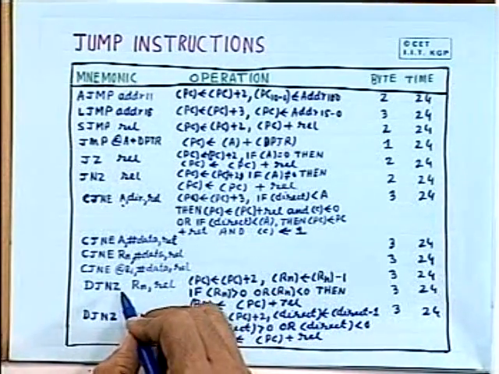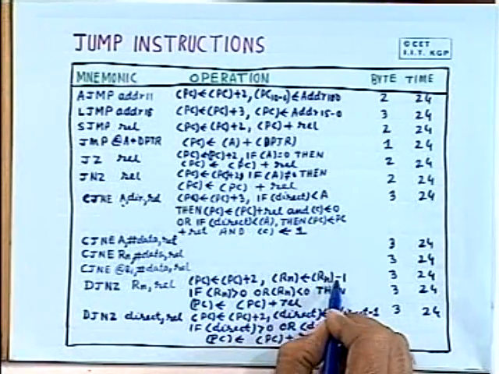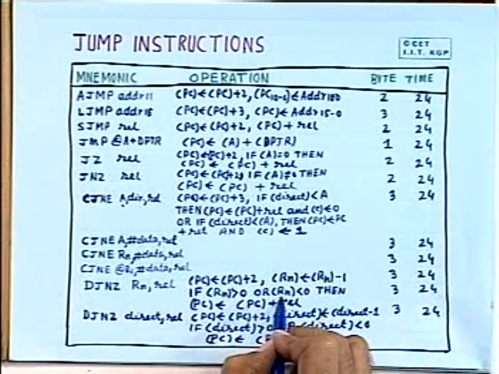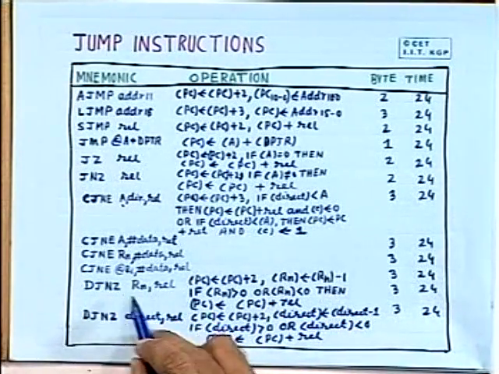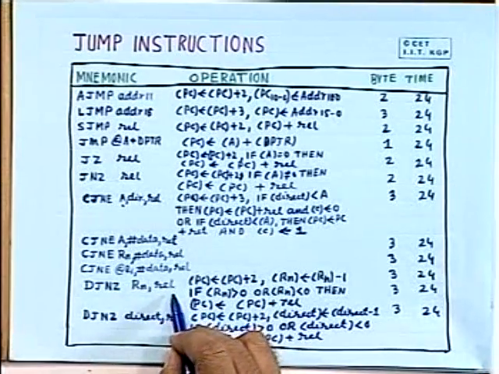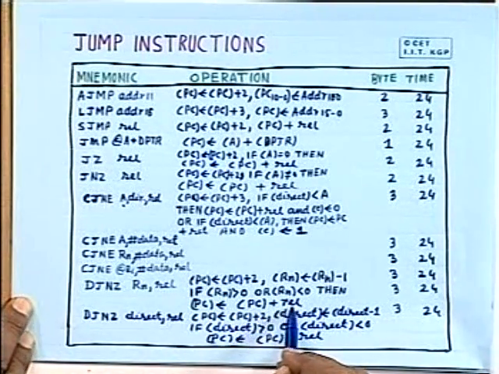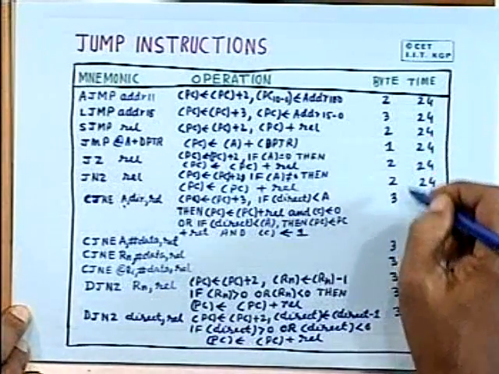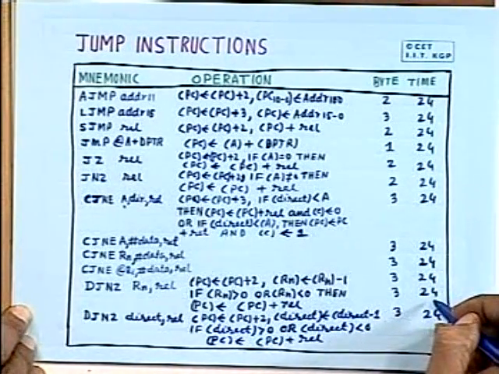Then you have the decrement and jump if not 0 instruction, where one of the registers of the register bank is decremented, and then you do the jump if not 0 based on a relative address. That means PC plus that relative address is added and the program counter is loaded. So in case of these jump instructions, as you can see, all these instructions require 2 machine cycles.